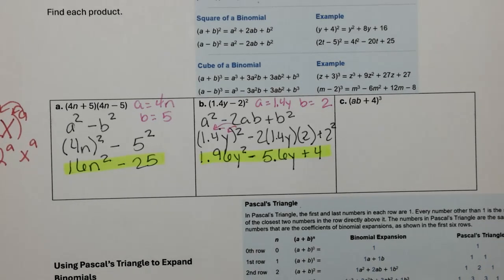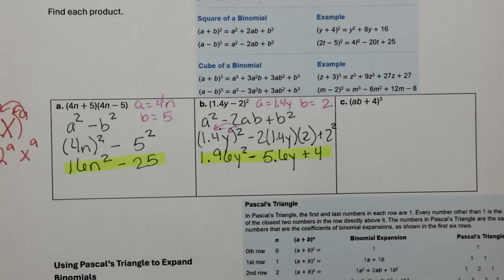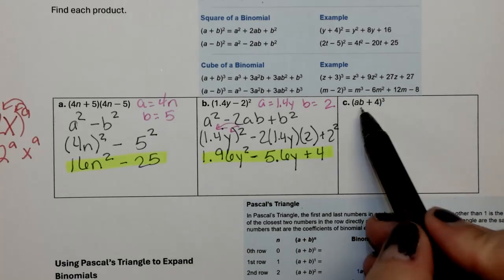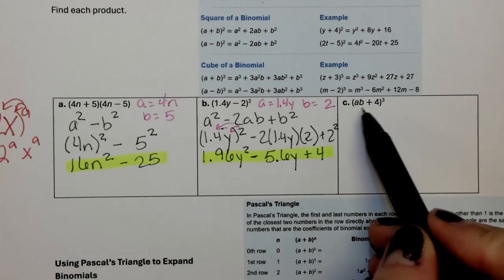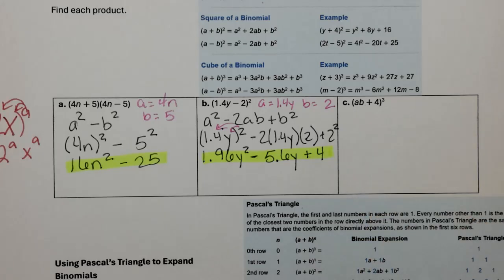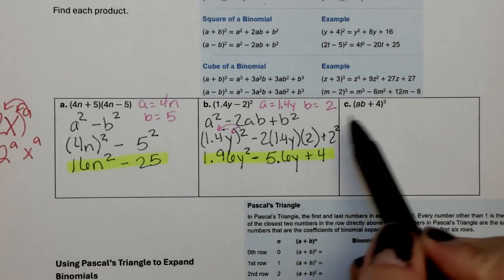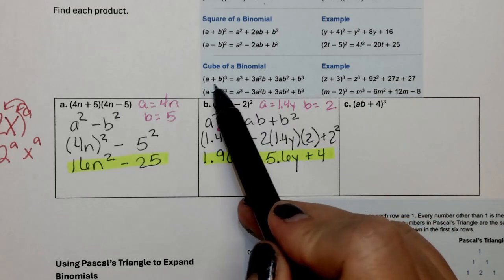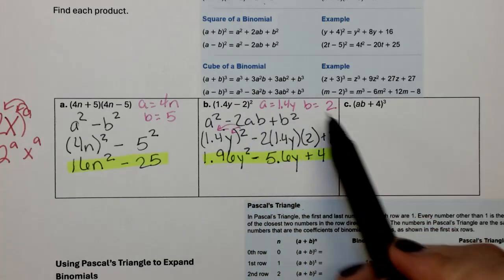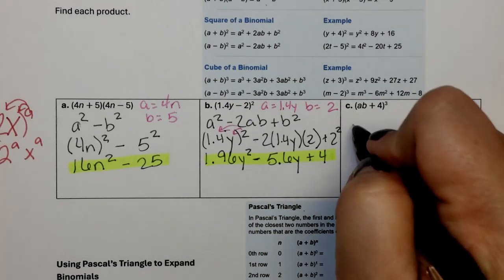All right. Last one. So we have AB plus 4. They love to throw crazy things like this in there for you. So which one does that match up with? It matches up with the cube of a binomial. So we're going to take this and put it in that pattern.